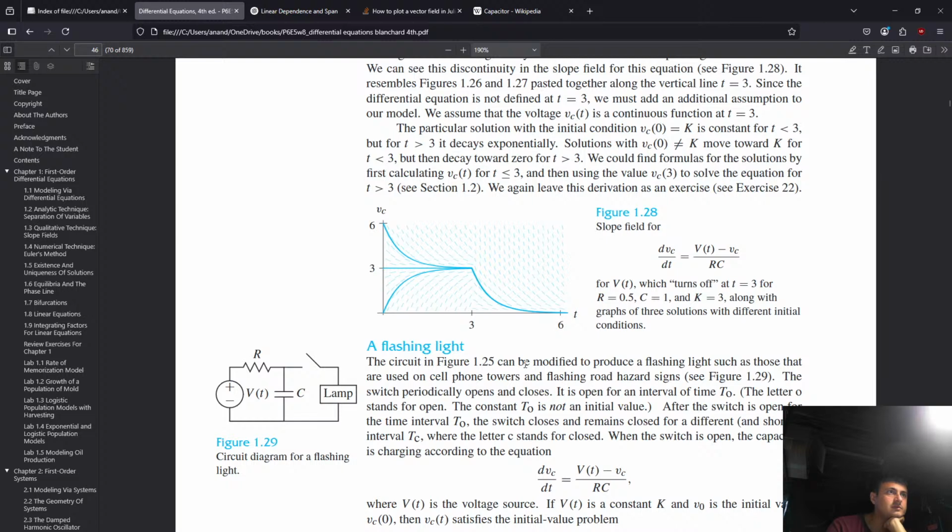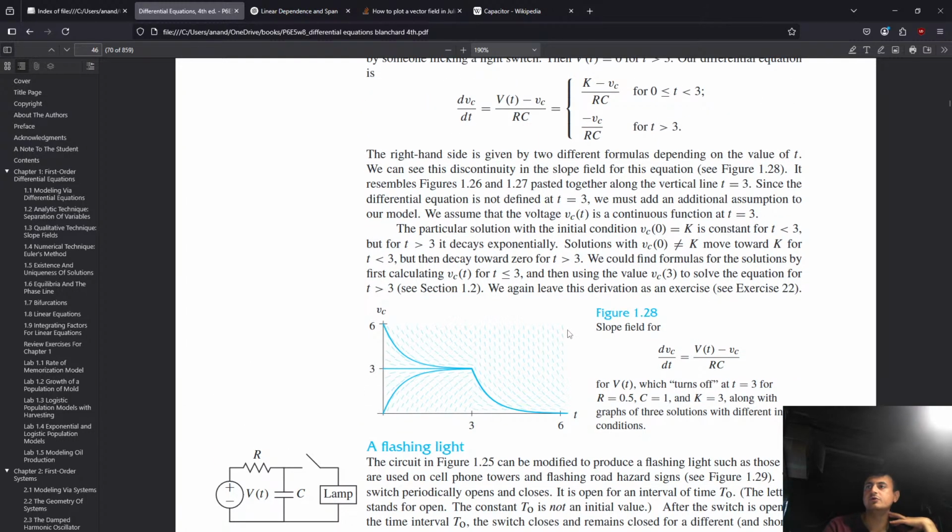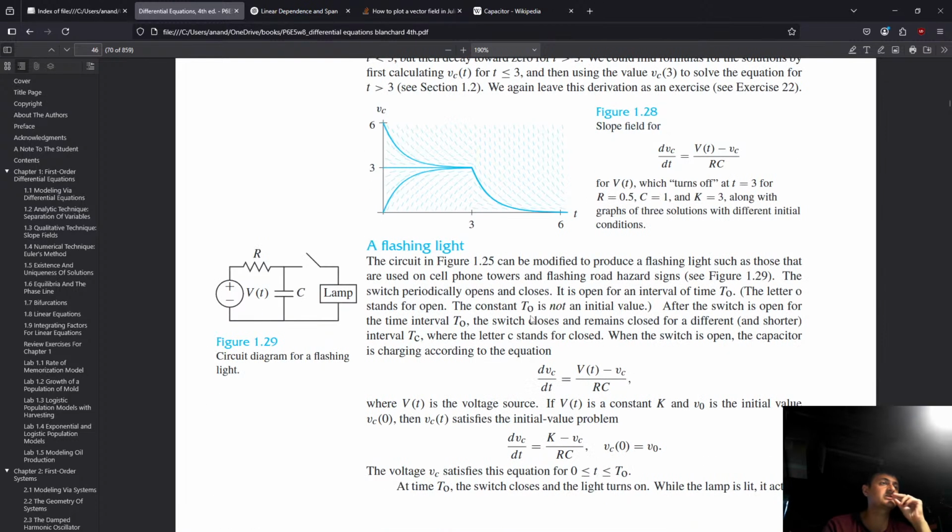On-off voltage source. Okay. I thought they were going to do some cool alternating current thing. Alright. Flashing light.